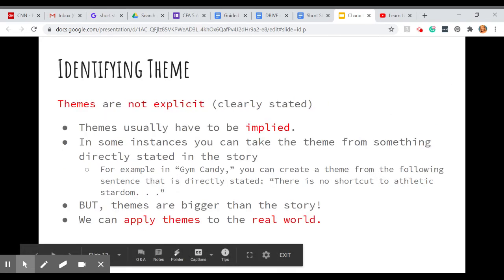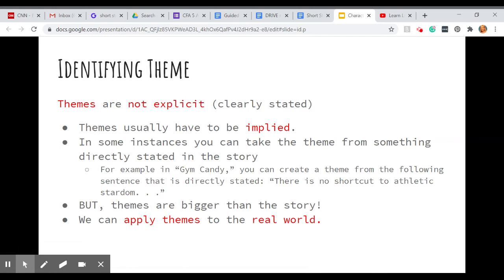They are not explicit. The author is not going to come out and say, from Gym Candy, you should have learned that you should not take the easy way out. They are not explicit. They are implied. That's where that evidence comes in. You have to use evidence to back up what you're saying for the theme. Okay?